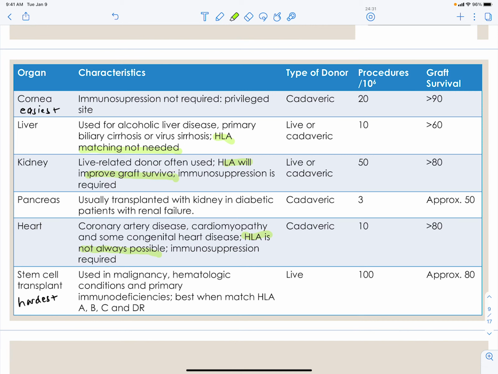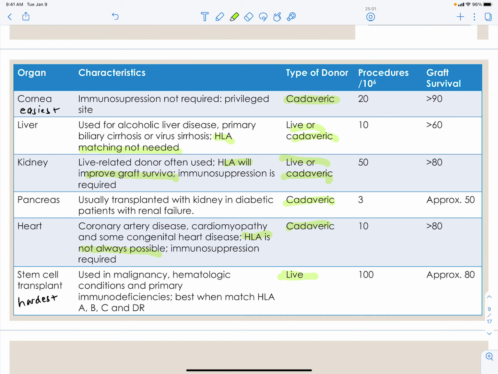And then the type of donor for a cornea is usually going to be cadaveric. Liver is going to be either live or cadaveric post-mortem. Kidney, again, live or cadaveric. Stem cell transplant is always going to be live. And so, again, handling of the tissue, making sure that it is not damaged and does not induce inflammation, simply because it has already started a hypoxic type of reaction, is important.